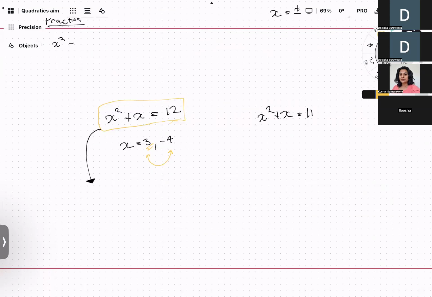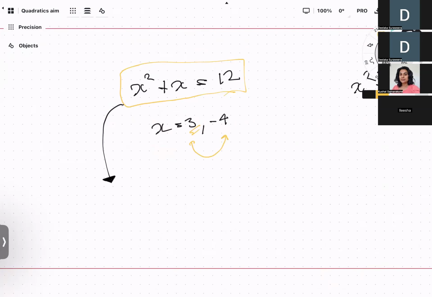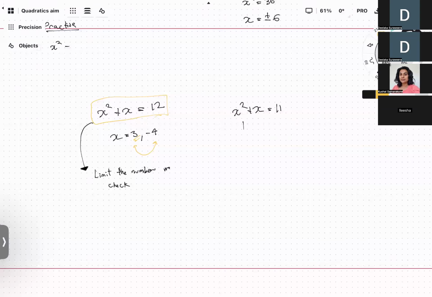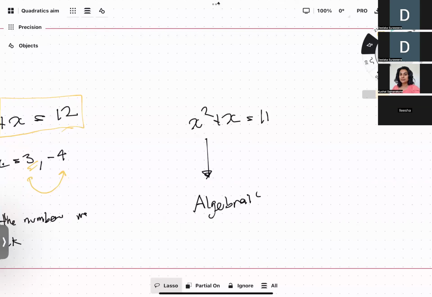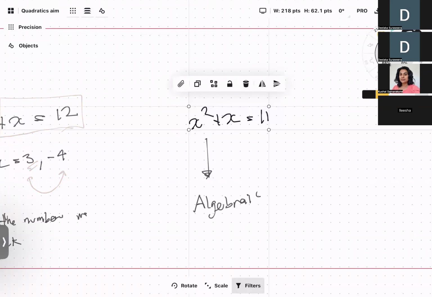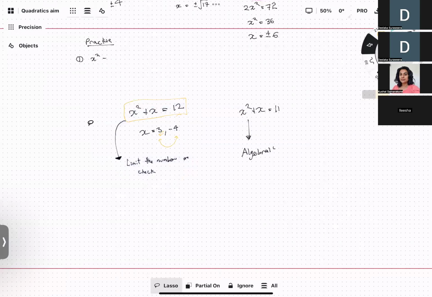And the first technique for quadratics will limit the numbers we need to check. And the second technique will be more algebraic. What's going to happen is we're going to try this first technique, which has a limited number of things we check. And if none of the answers work, then you go to the algebraic technique. So we're just refining this guessing and checking. Guessing and checking will be the foundation of the first technique, but it's just a more refined guessing and checking.